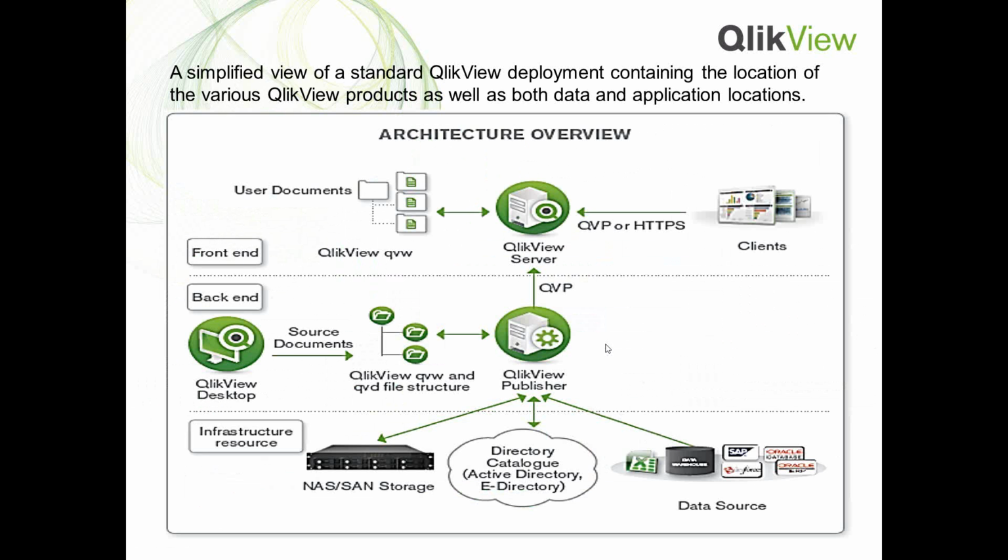Now we come to probably the most important part of the slide. This is the typical architecture of Qlikview. There are basically three layers or stages defined in this particular architecture. The bottommost is your infrastructure resource, this one. This basically is your entire infrastructure or your entire data sources.